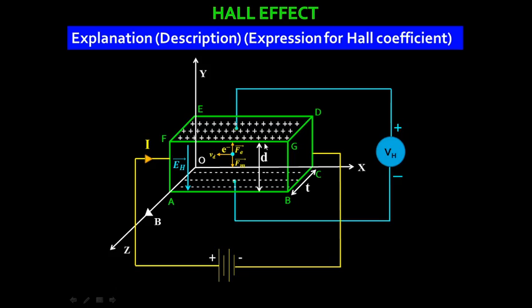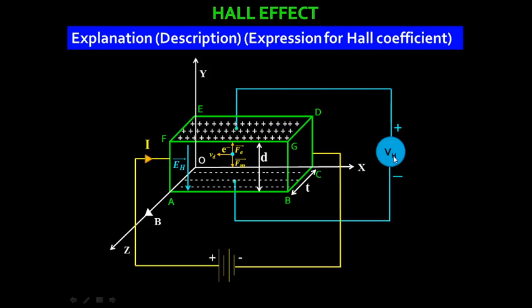Because of this separation of net positive and negative charges, a strong electric field is developed between these two faces, upper and lower. This electric field is also known as the Hall electric field, and its direction is the negative y direction. Because of that, a strong potential difference is developed between these two faces. This potential difference is known as the Hall voltage and is represented by the symbol VH.